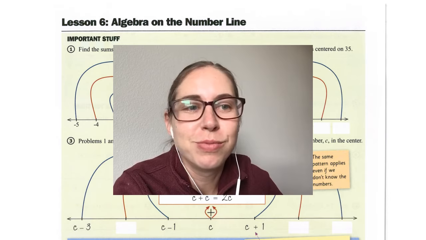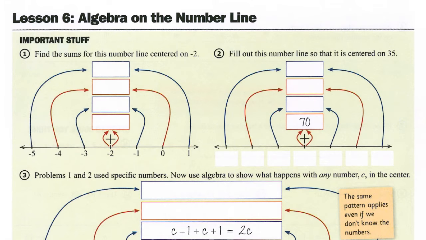So here we go. In lesson 6, we're revisiting our number line and this rule that when you add numbers on the number line, you start to see a pattern. For example, -2 plus -2 would be -4. Go on and finish number 1. And then also on number 2, I need to add my number line first. So what number plus itself gets you 70? That's going to be 35. So go on and finish numbers 1 and 2.